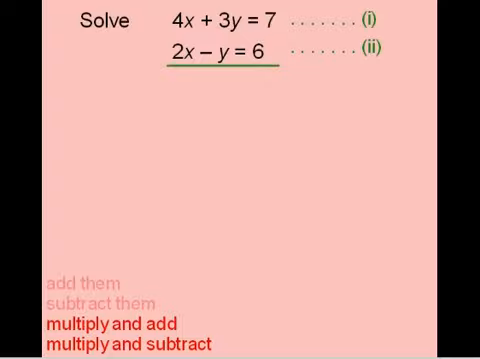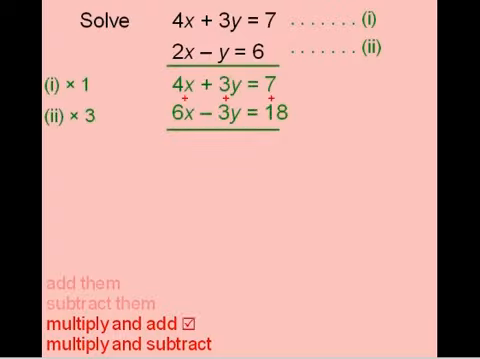I start by labelling my 2 equations. Now I can see that if I wanted to get rid of the y's, I could multiply this one by 3. I would then have plus 3y and minus 3y, so I could add them together and the y's would disappear. If I wanted to get rid of the x's, I could multiply this one by 2. I would then have 4x and 4x, so I could subtract and the x's would disappear. I'm going to show you how to do both.